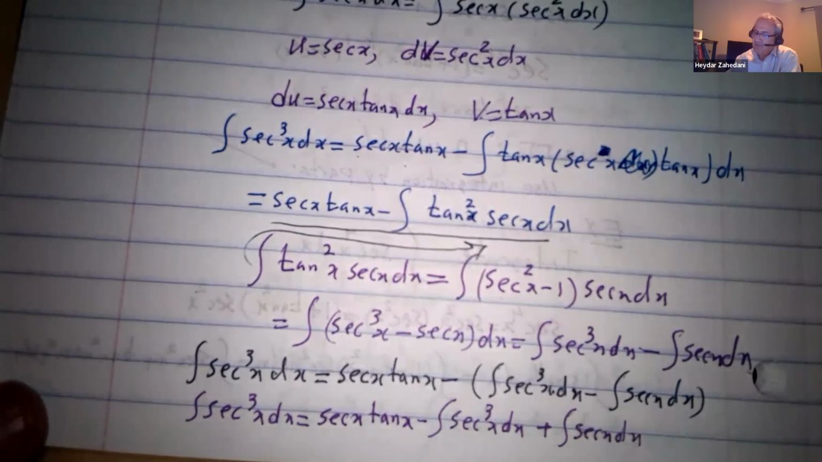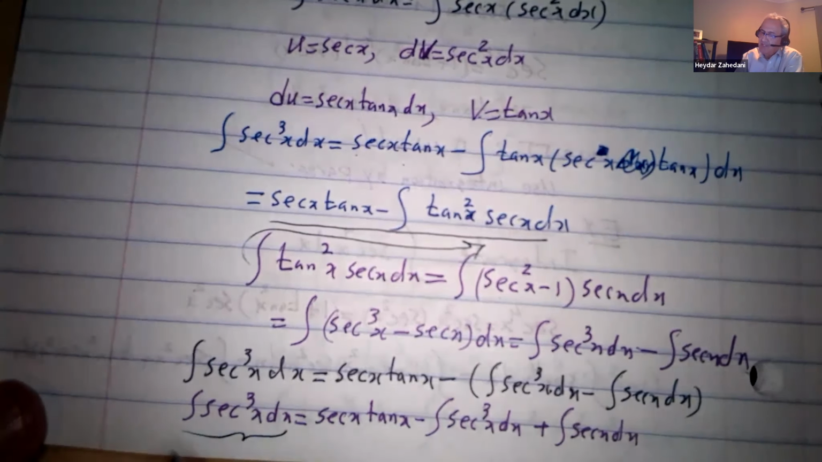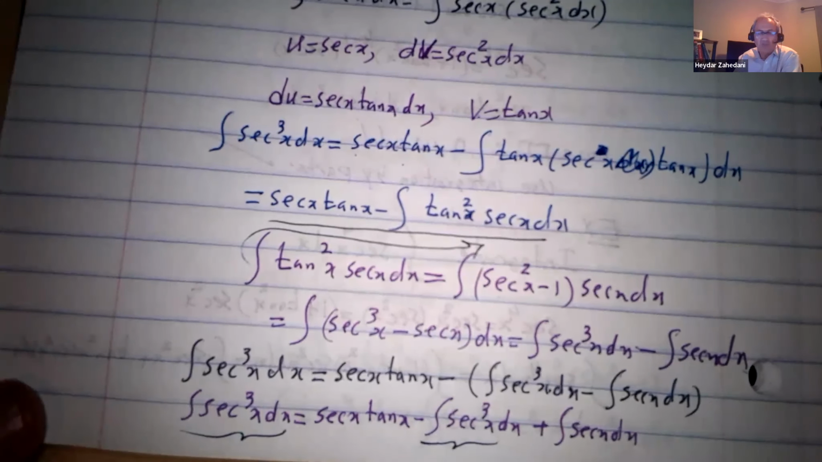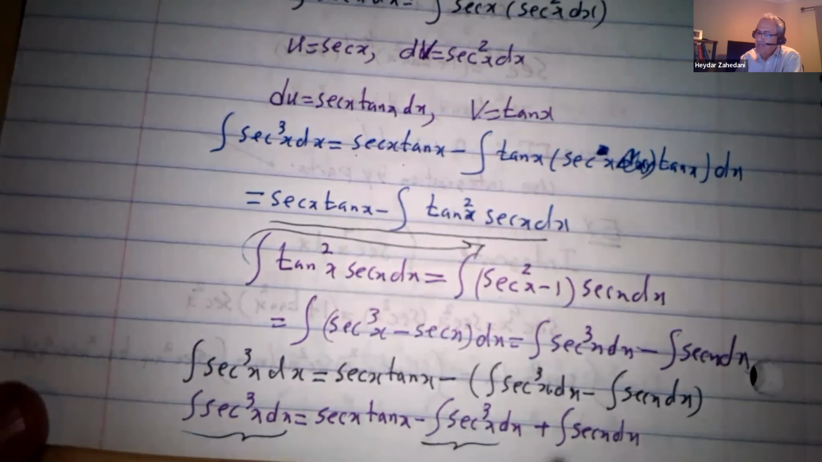Remember, you are looking for this one. You see, this is one, and you have another one here. So what you're going to do, you're going to pull this one to the other side, and then you'll be able to find the result. It's like I minus I, if you like. If you add this one to the other side, that gives you 2 times integral of secant cube dx. And integral of secant, we know it, and then you'll be done.